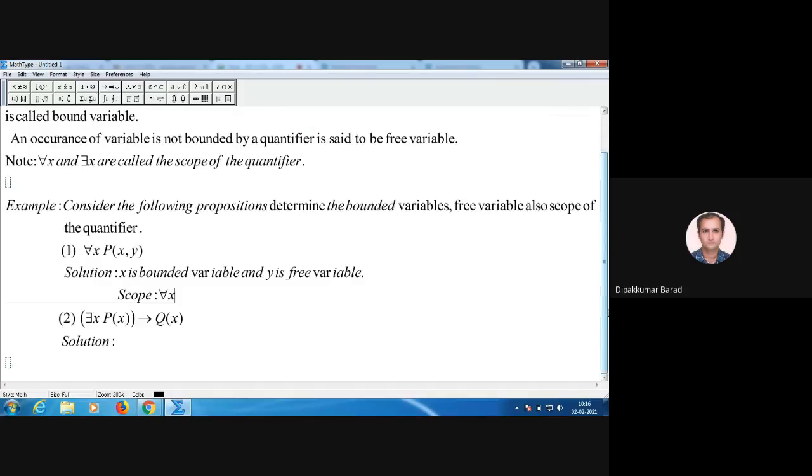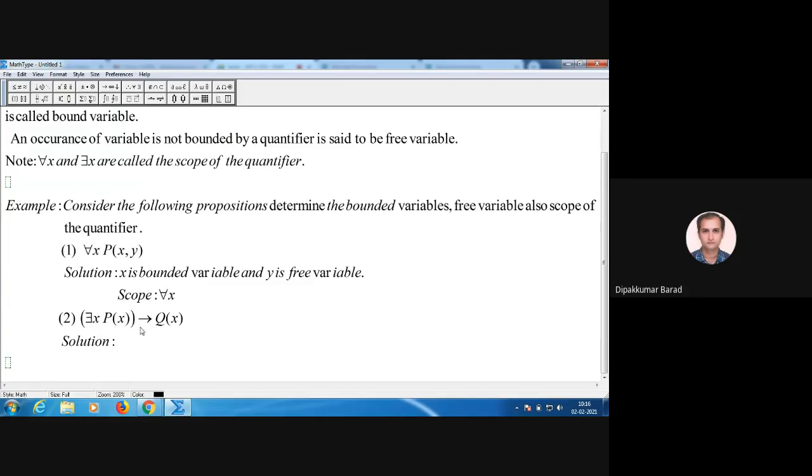Now in the second one, there exists x such that p of x implies q of x. So here x is the only variable, and the scope we have given here is there exists x only for p of x. It applies to p of x only. There exists x for p of x.